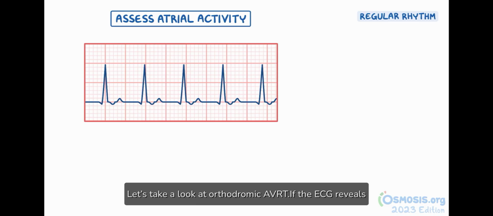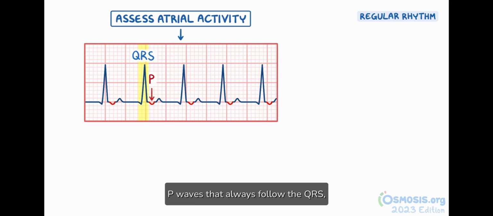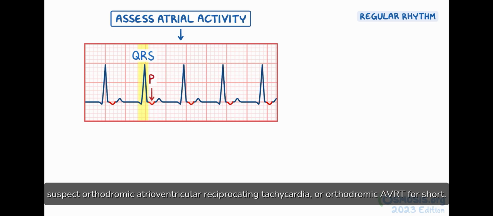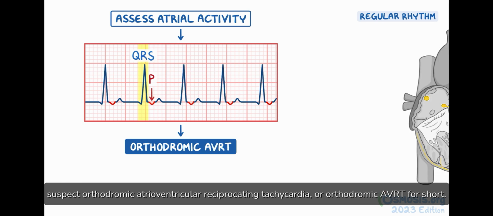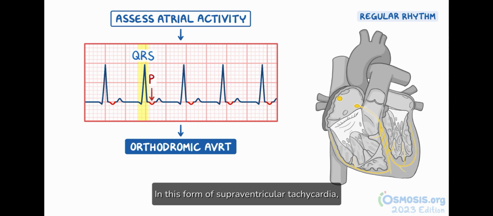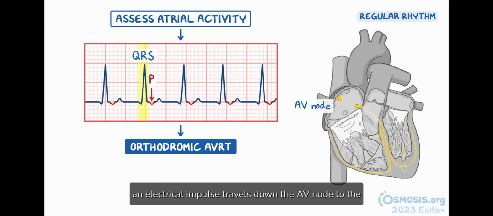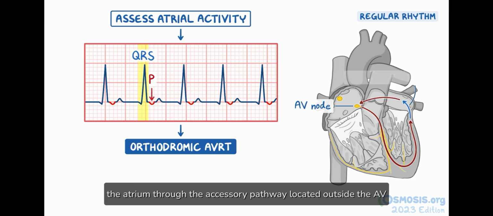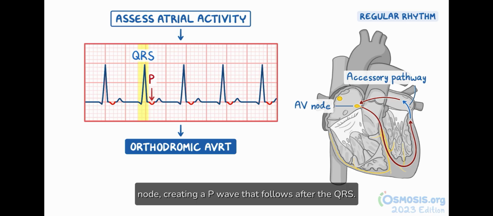Let's take a look at orthodromic AVRT. If the ECG reveals P waves that always follow the QRS, suspect orthodromic atrioventricular reciprocating tachycardia, or orthodromic AVRT for short. In this form of supraventricular tachycardia, an electrical impulse travels down the AV node to the ventricle in the usual manner, but then returns back to the atrium through the accessory pathway located outside the AV node, creating a P wave that follows after the QRS.